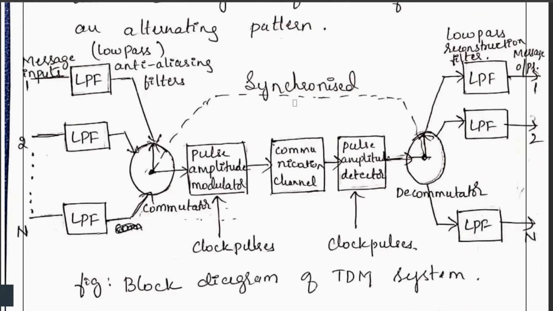So this is a block diagram of the TDM. We are having low pass filters through which we will send the message signal inputs. Here these are all called anti-aliasing filters. We are having commutators. From that it is sent to the PAM, then the communication channel, and from there the PAM detector, the pulse amplitude detector. For the pulse amplitude modulator and detector, we give the clock pulses. Finally, we have a decommutator. These are all synchronized. And finally, it is again sent to low pass filters, and from there we obtain the message signal as an output.